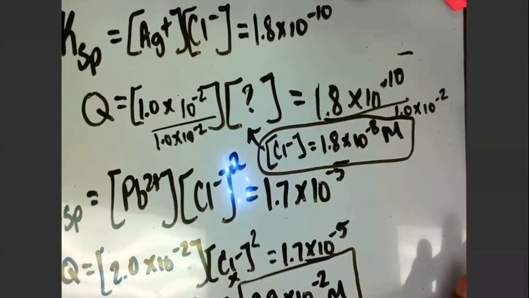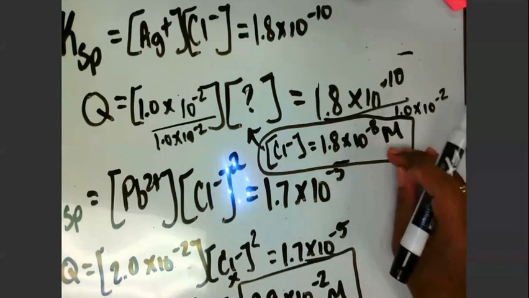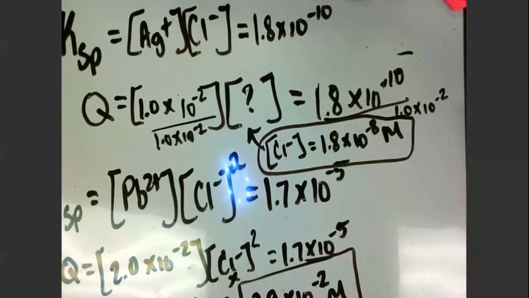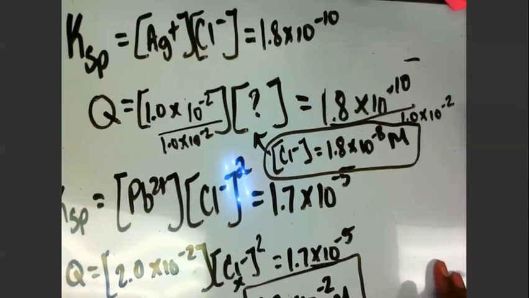So, in order to make the precipitate, you have to have at least this much Cl- added to it. In order to make this precipitate, you have to have at least this much Cl- added to it. Which substance will precipitate first? AgCl. Yeah, AgCl will precipitate first. And then once you finally get to 2.9 times 10 to the negative second, then you'll eventually be able to precipitate out the PbCl2. And that's your lesson for today.